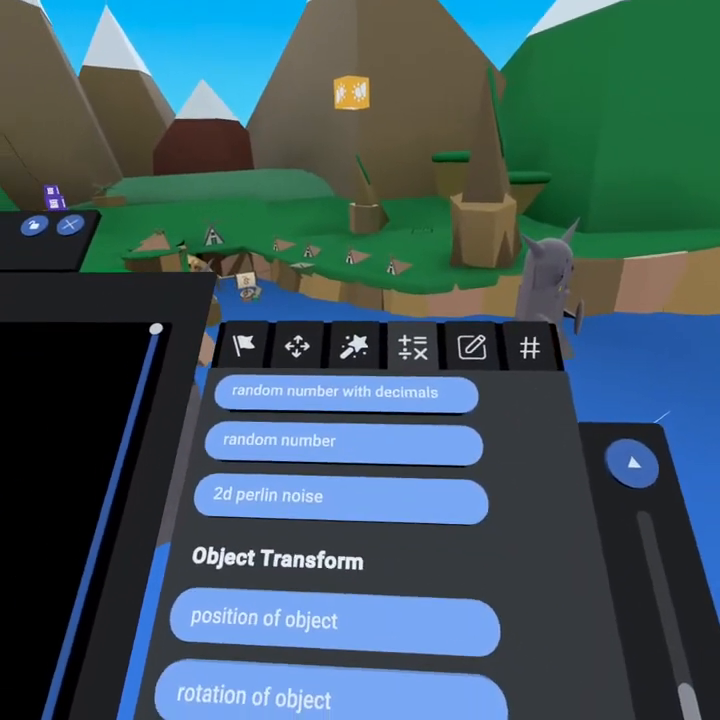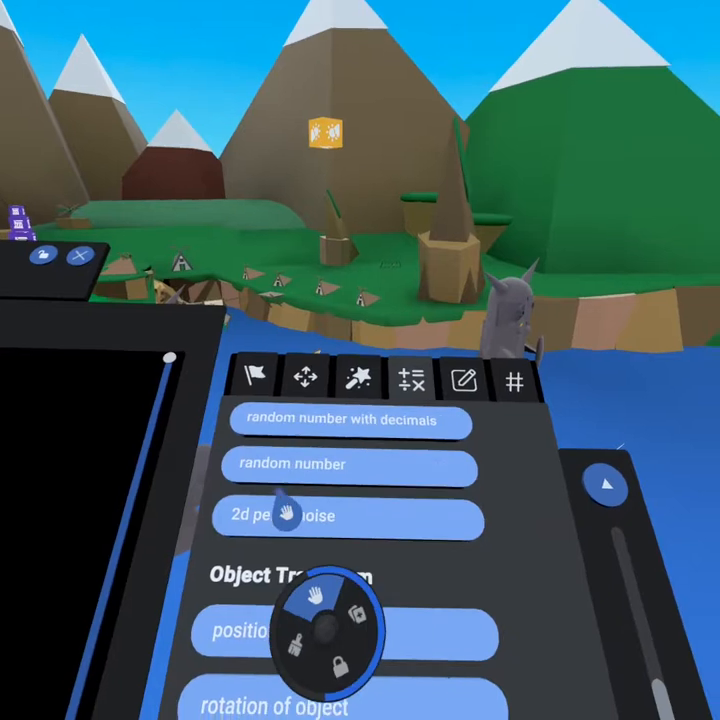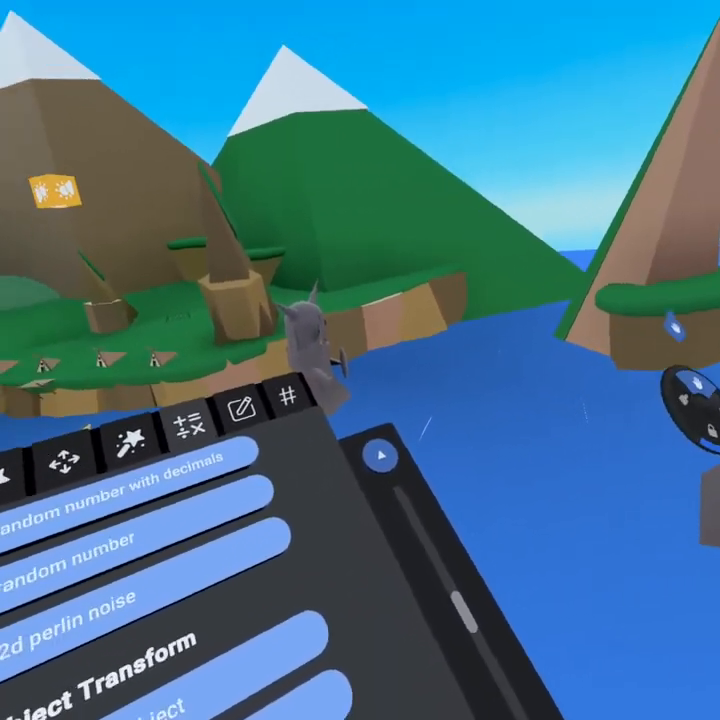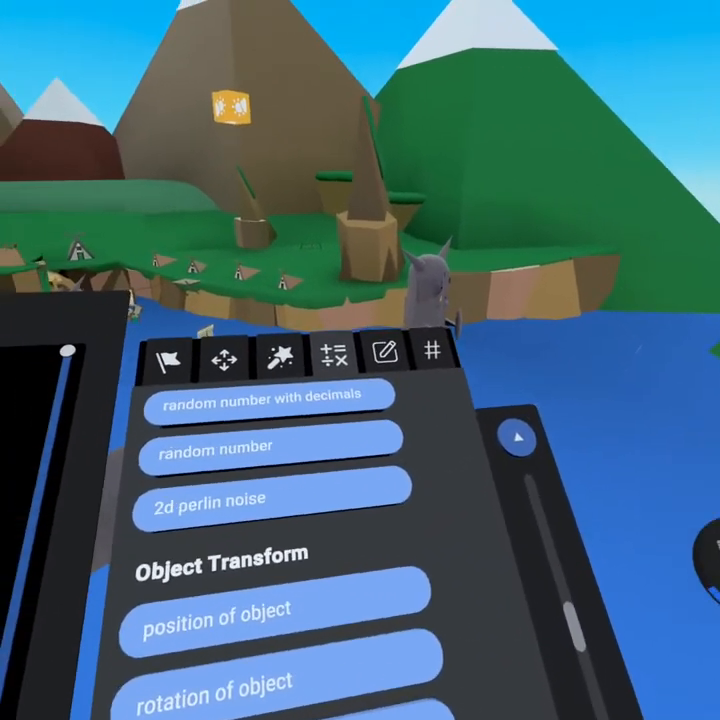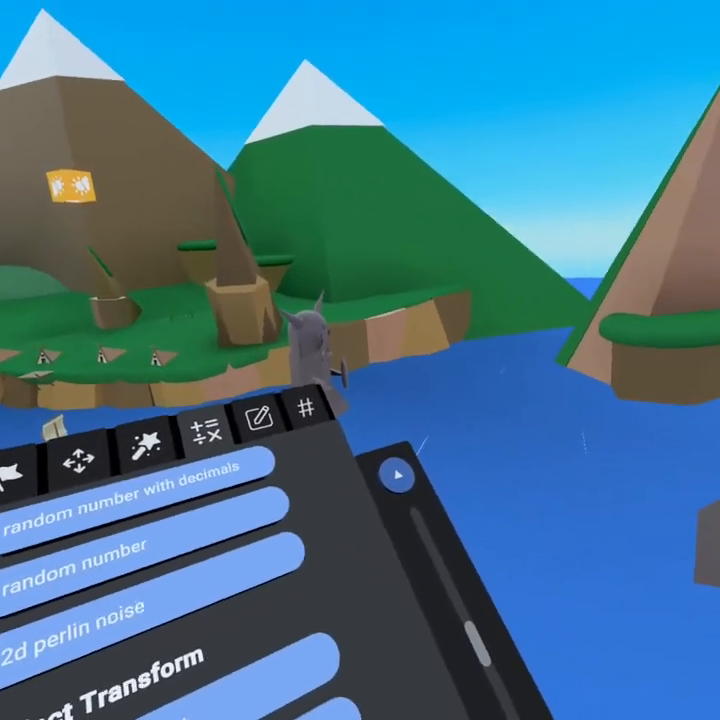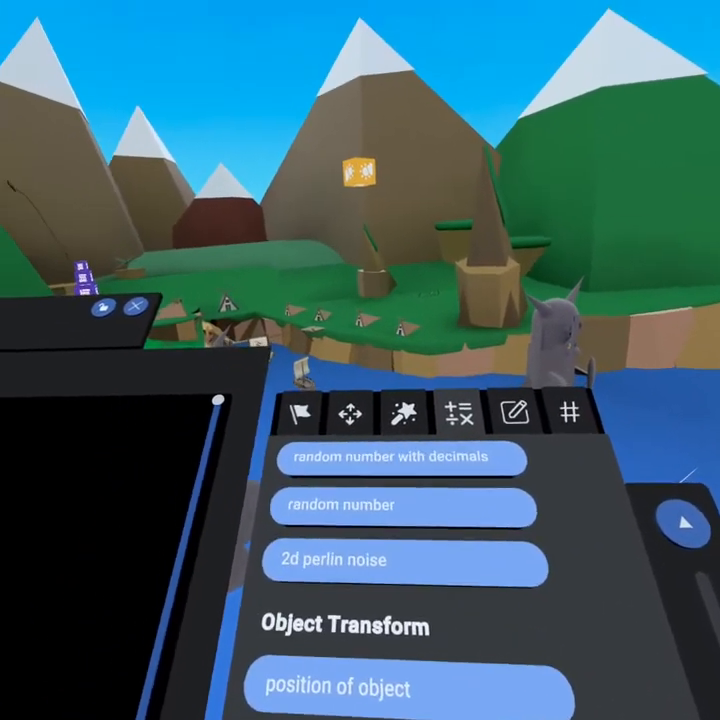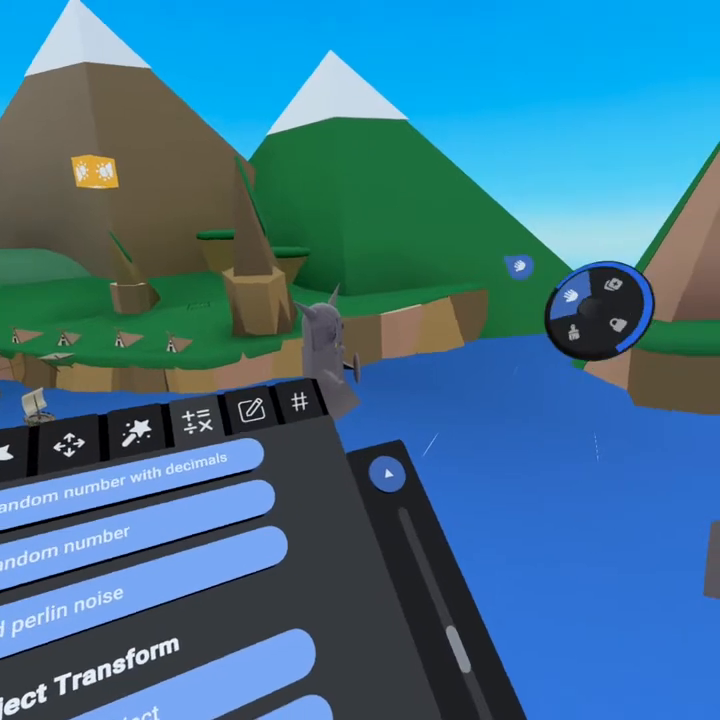Next up, we have random numbers. Random number with decimal. So if you have 0 and 1, it will give you any number between 0 and 0.99. I don't think it'll give you 1 because normally in random numbers, it's exclusive of the upper number. So 0 and 1 will only return 0 if it's a random number. But with random number with decimals, you'll get all the decimals in between.